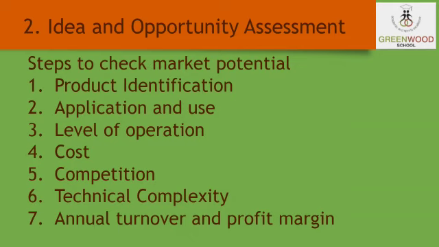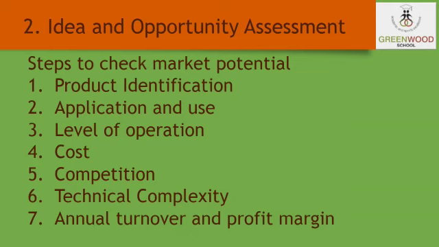The entrepreneur should decide whether he or she will produce it in cottage industry, small scale industry or large scale industry. The fourth step is cost. At different levels of operations, costs should be assessed. Also, the price of competing products should be known. This will help in determining the sale price.